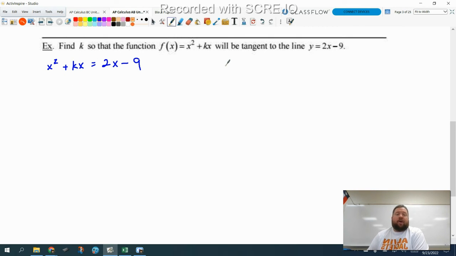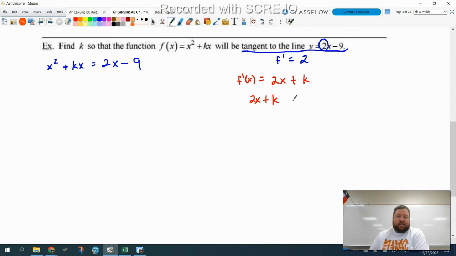Okay, so the other part is that the slope, if it's tangent, has to be equal to the slope of this line. Tangent to this line means f prime has to be equal to 2, because the slope of this line is 2 and the slope of this function is f prime. So we're going to find the derivative of our function, f prime of x is equal to 2x plus k. And then this equation says 2x plus k has to be equal to 2.